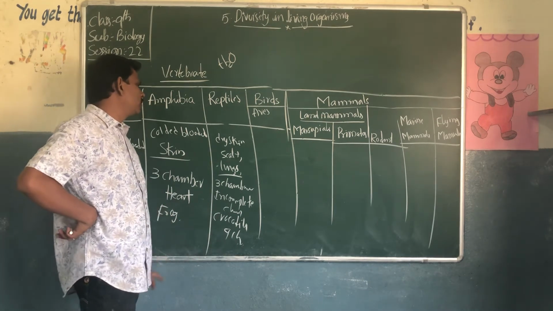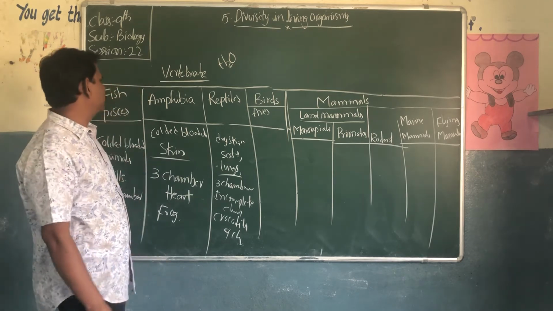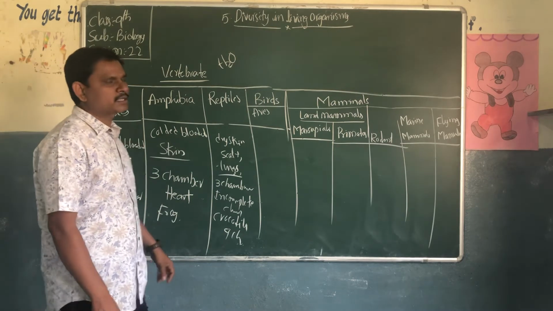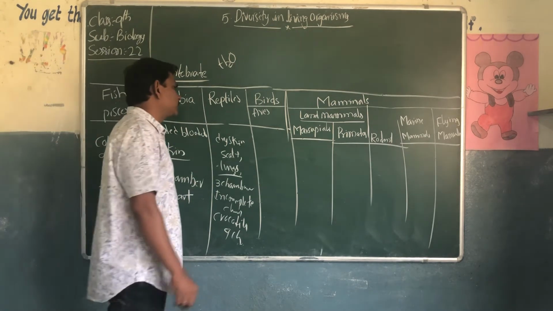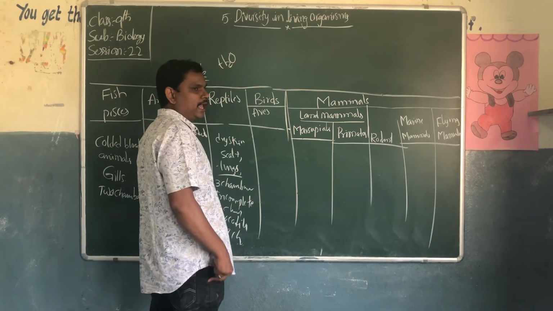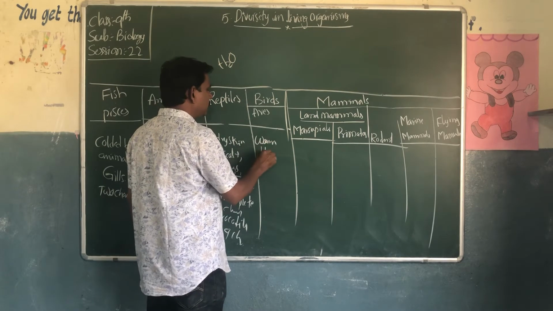It is also a cold-blooded animal. Fishes, amphibians, reptiles, these 3 come under the cold-blooded animals. Next one is birds. These birds come under the warm-blooded animals.